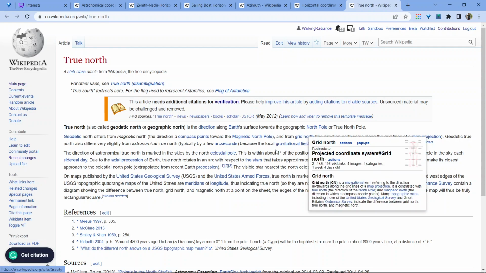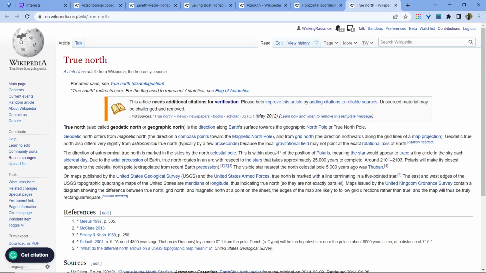It is the direction along Earth's surface towards the geographic North Pole or true North Pole. Geodetic north differs from magnetic north, the direction a compass points toward the magnetic north pole, and from grid north, the direction northwards along the grid lines of a map projection. Geodetic true north also differs very slightly from astronomical true north, typically by a few arc seconds, because the local gravitational field may not point at the exact rotational axis of Earth.